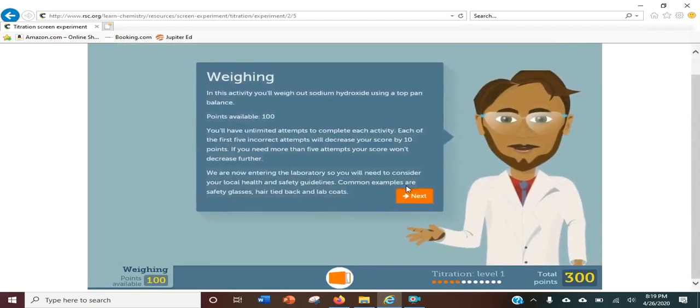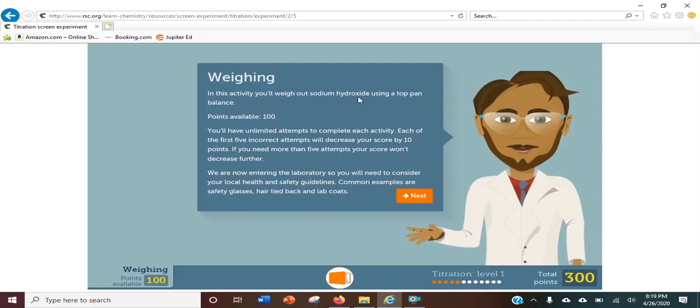So now we're going to start the simulation. First we have to weigh out the sodium hydroxide, which is our base. The purpose of doing this step is so we can figure out the concentration of this base. Remember, the base is our known concentration. We're going to be weighing it out using a top pan balance. You have unlimited attempts for each activity. The first 5 incorrect attempts would decrease the score by 10 points, so the lowest you could get for this section is 50 points, and the highest is 100.